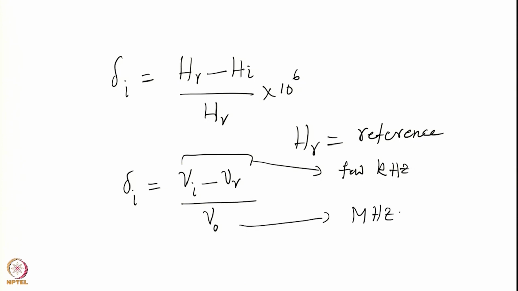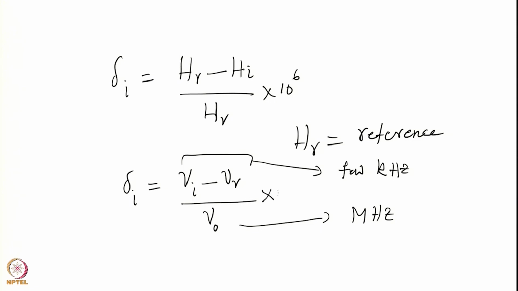So individually nu I and nu R are in the range of megahertz. Therefore I can easily replace this HR by nu naught; I could have had nu R here, but I replace it by nu naught simply to make sure it is the spectrometer frequency. I calibrate with respect to the spectrometer frequency itself, but to measure the chemical shift I take a reference compound. With respect to the reference I take the difference and then I quantitate everything with respect to it.